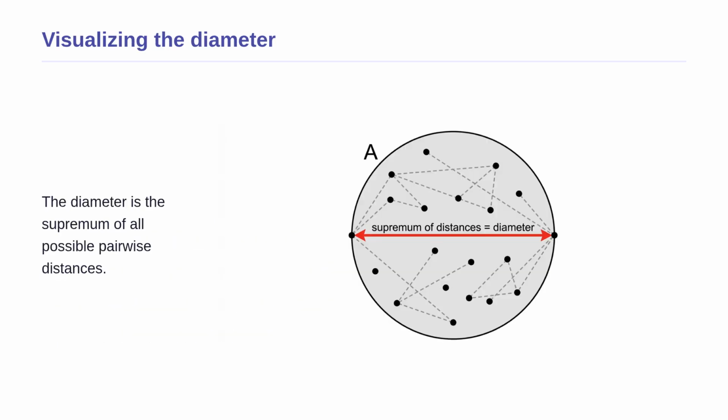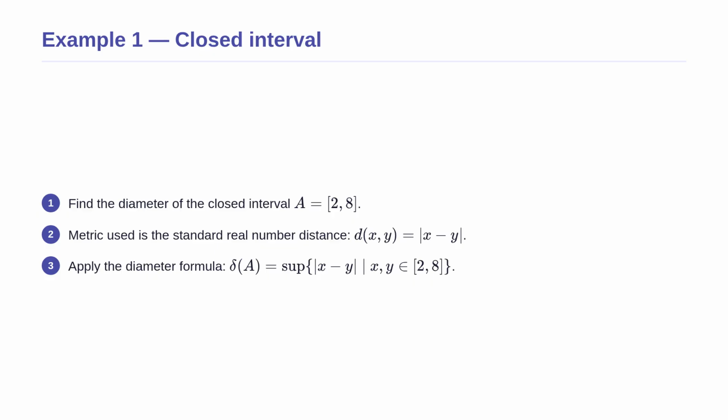Before we move on to a numerical example, let us see this visually. The diagram on your screen summarizes the formula we just discussed. You can see a set of points labeled A. There are many possible distances between these points, which are represented by the grey dashed lines. However, only the absolute longest span matters for our calculation. That longest red line represents the supremum of all those possible distances. This single measurement tells us the maximum possible spread we could encounter if we were working within this specific set of points.